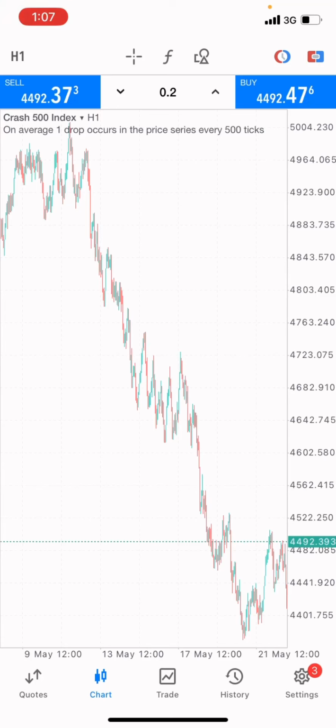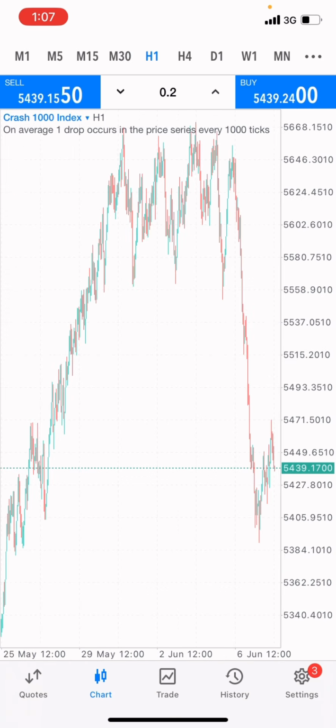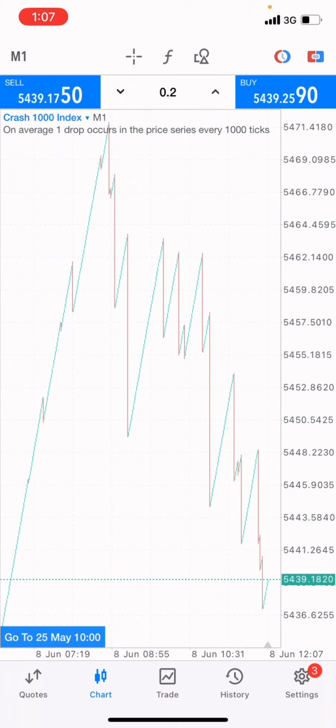I'm going to show you how I trade crash and boom for almost 100% accuracy. Okay, so first of all, we're going to start with the Crash 1000 Index. All right, on the Crash 1000 Index market. Now, this is the first thing I do when I want to trade this market for almost 100% accuracy.